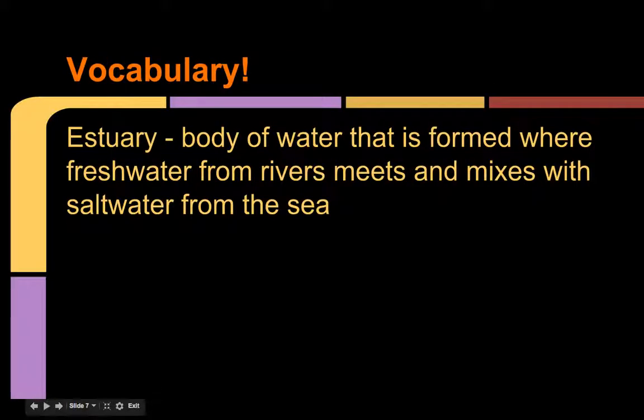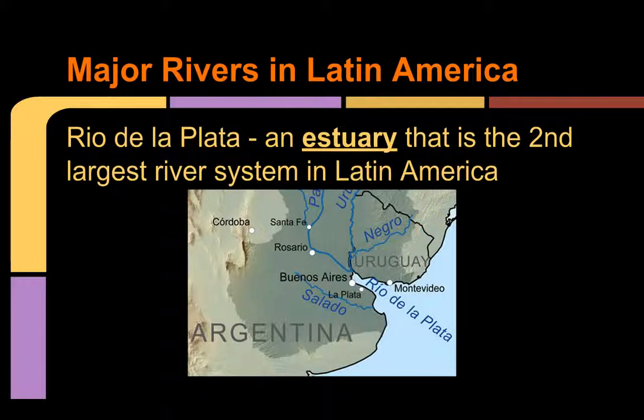Our next river, actually, let's back up. Let's do a vocabulary word here. Our vocabulary word is estuary. An estuary is a body of water that is formed where fresh water from a river meets and mixes with salt water from the ocean or the sea. So let's take a look here.